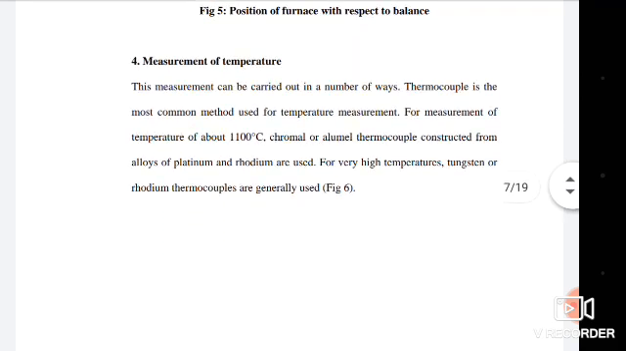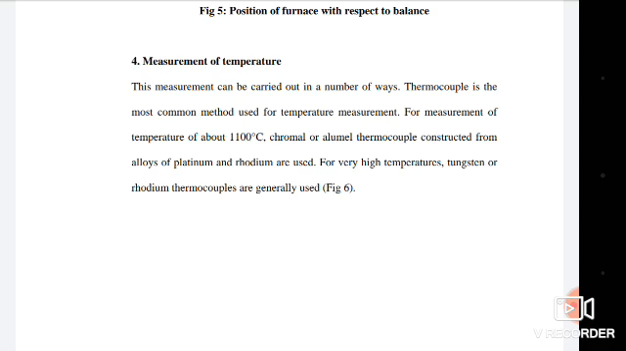Then the fourth component of instrumentation is the measurement of temperature. This measurement can be carried out in a number of ways. Thermocouple is the most common method used for temperature measurement. So the instrument used for temperature measurement is nothing but the thermocouple.